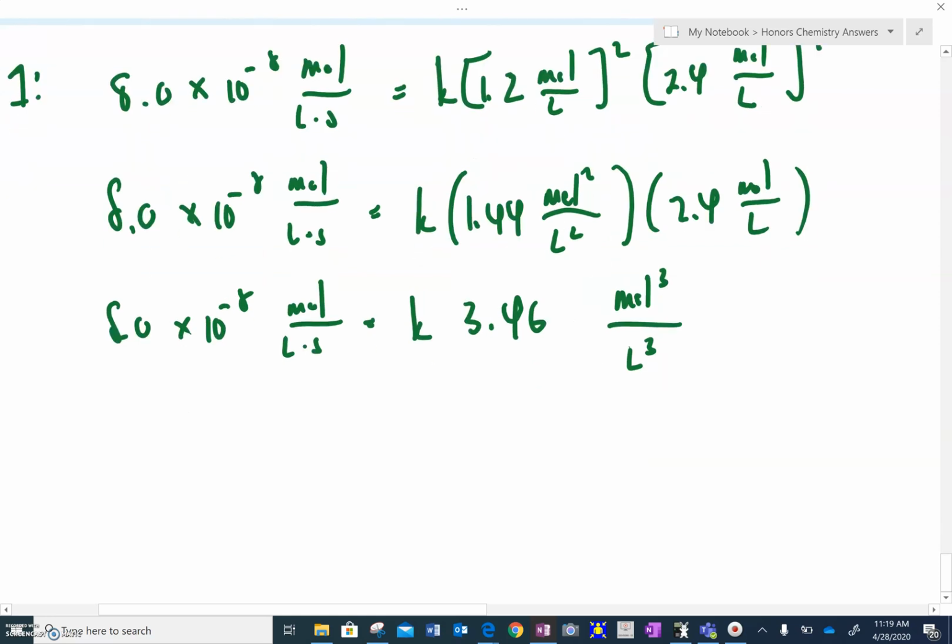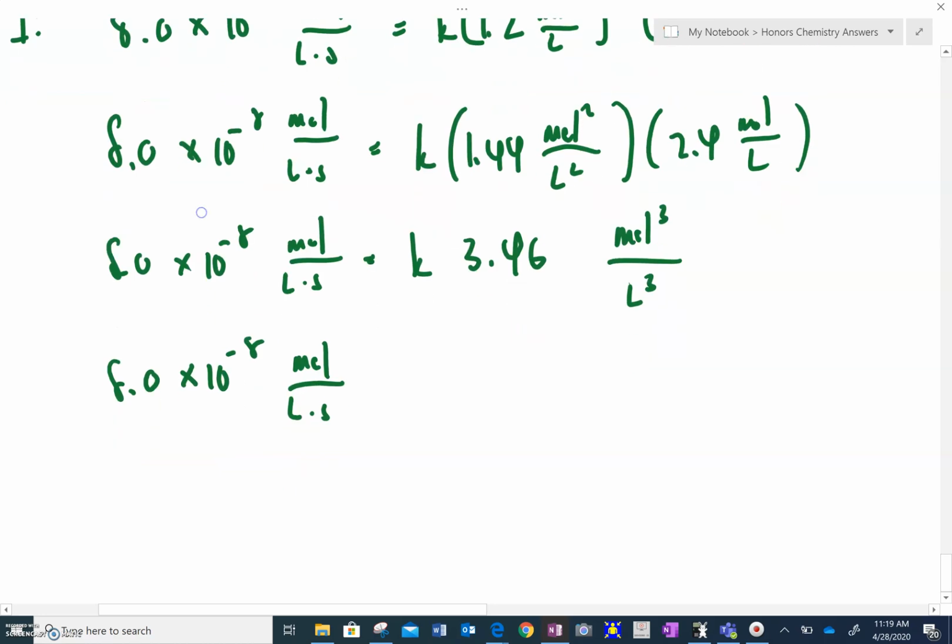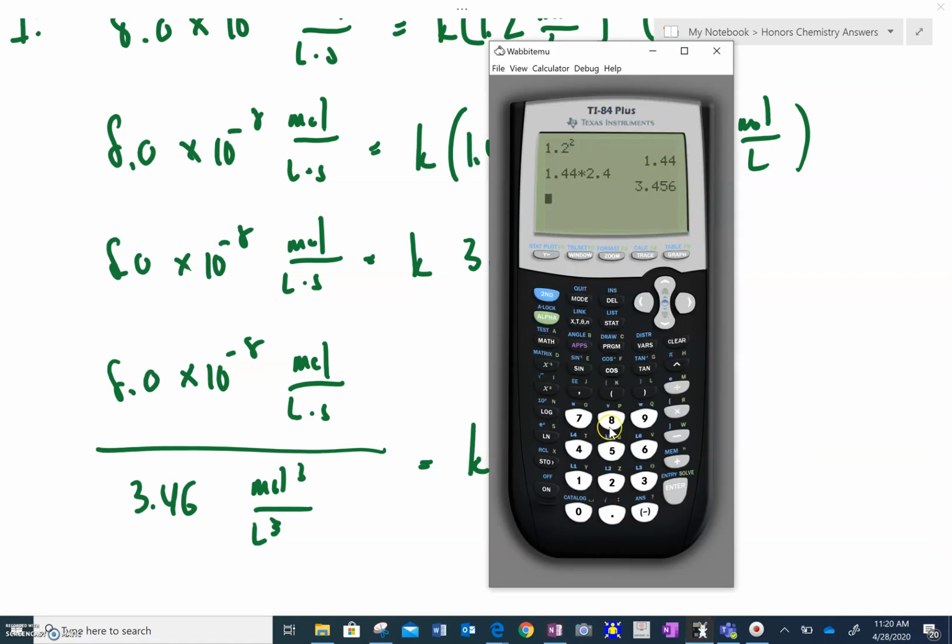All right. We want to solve for K, and we're going to get its units. 8 times 10 to the negative 8 moles over liter seconds divided by 3.46 moles cubed over liters cubed equals K. So the value for K is going to be 8 times 10 to the negative 8 divided by 3.456. We rounded it to 3.46. That gives 2.31 times 10 to the negative 8.